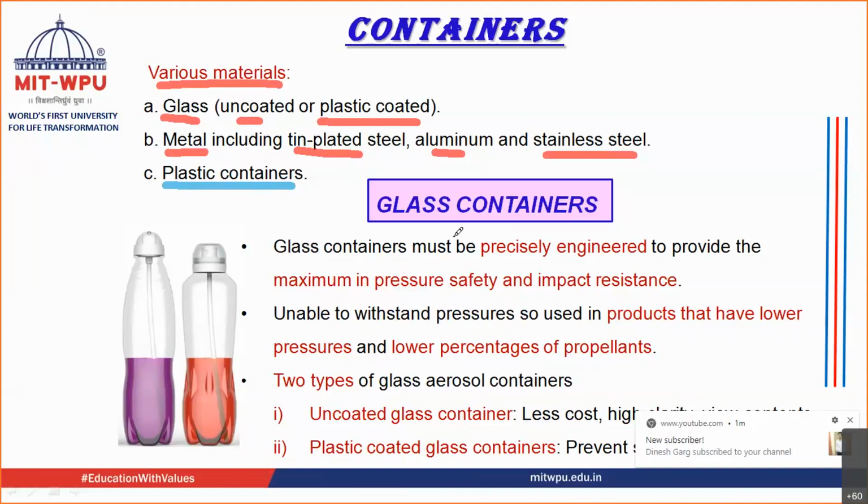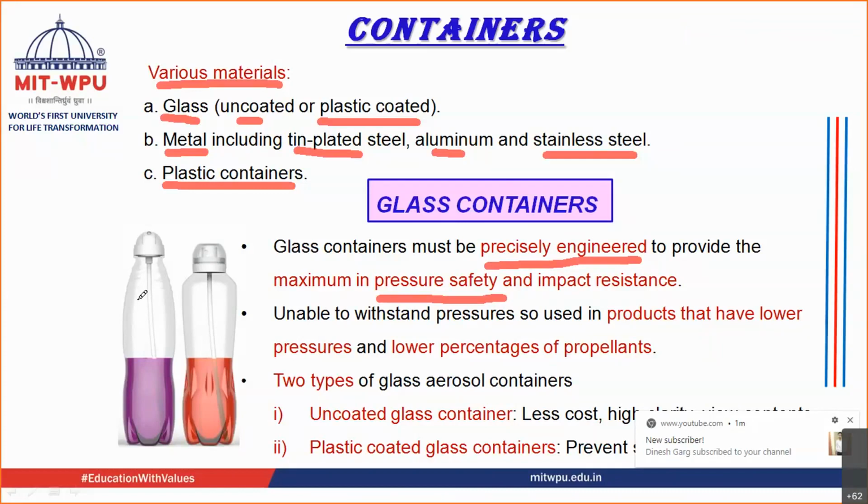Let us now see each container in great detail. Let us talk first about the glass containers. The things that you have to remember about the glass containers is, the first thing is, the glass containers must be very precisely engineered. Why do you say that it should be precisely engineered? Because it has to withstand the pressure that is there inside the container. This pressure is exerted by your propellant.